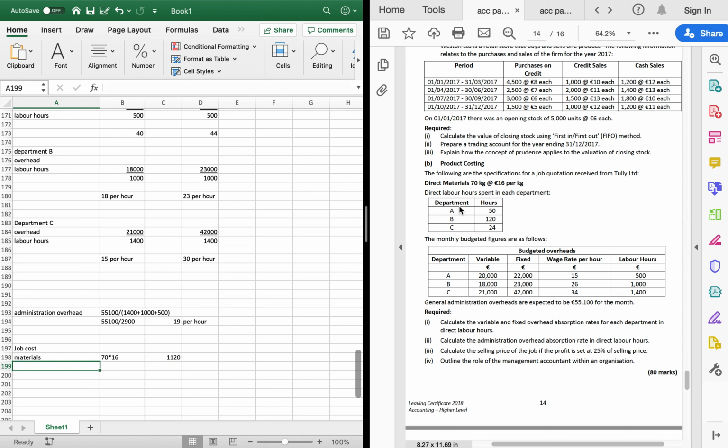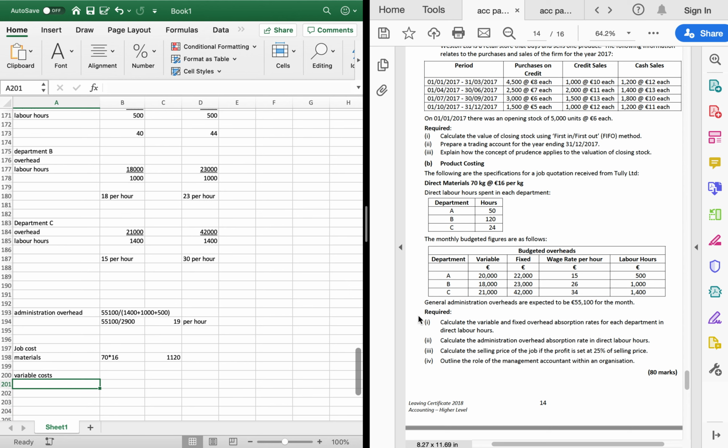Which is 1120. Then my direct labour hours are spent in each department, 50, 120 and 24. So the costs associated with labour hours are our fixed cost, our variable cost, our wage cost, and our general administration overhead. So that's the order I'm going to do them in: variable cost, fixed cost, wages, and then administration overhead. So go to our variable costs first.